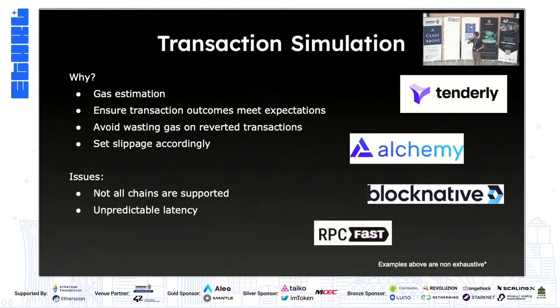But the issue is not all chains are supported. If you're only on Ethereum mainnet, it's generally okay. I think Tenderly supports a lot more chains, but for the rest, it's pretty limited. And also, there's this issue of unpredictable latency. Sometimes it takes below 100 milliseconds. Sometimes it takes like a second for the results to come back. So that's going to affect your overall system performance.